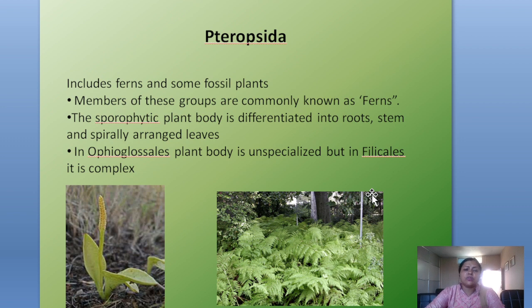The Pteropsida include the ferns and also some fossil plants. So the members of this group are commonly known as the ferns. It is a very big group and a much more advanced type. The sporophytic plant body can be differentiated into root, stem, and leaves, which are spirally arranged. In Ophioglossum the plant body is unspecialized, but in Filicales it is very complex.